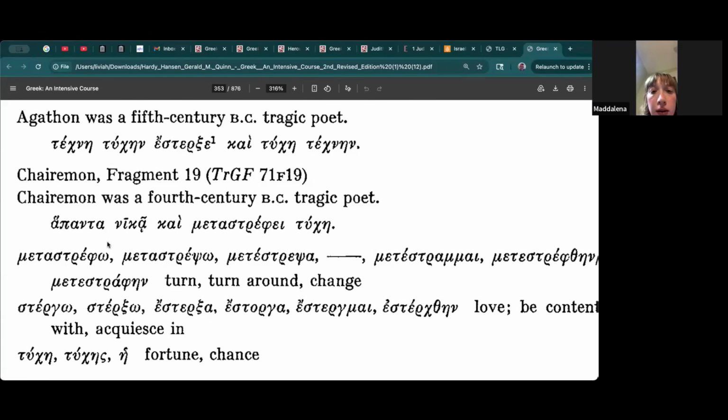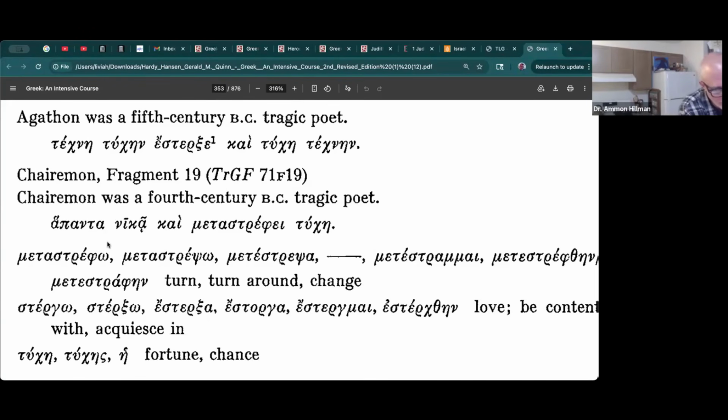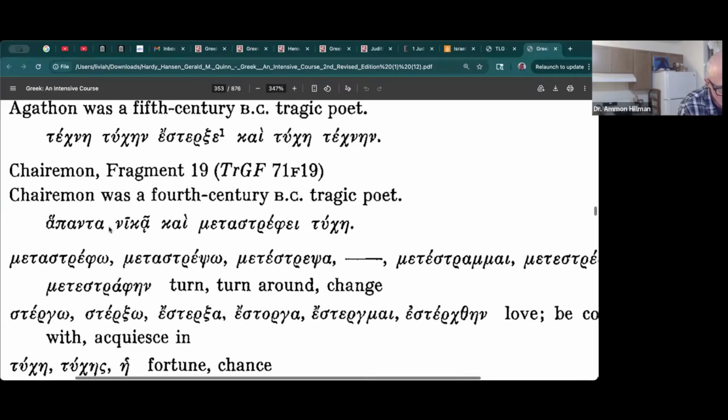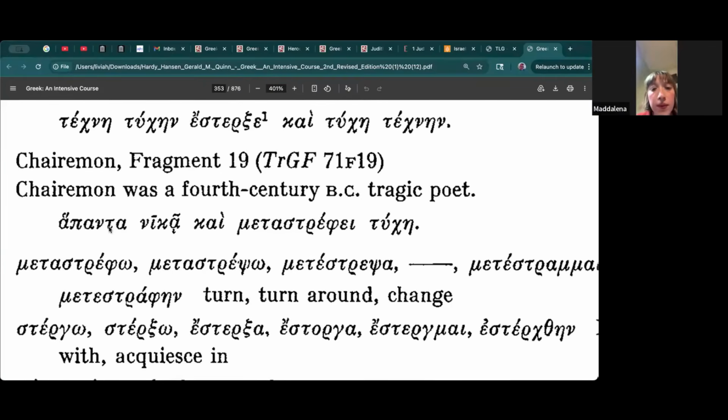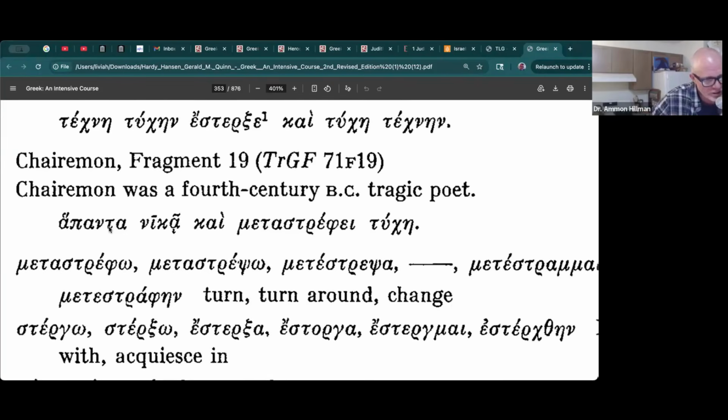So the metastrephe, is it saying like "let's turn around?" No, metastrephe. It's a phi on the end there. You're looking at it like it's an omicron? No, it's a phi. So it's just its first principal part.